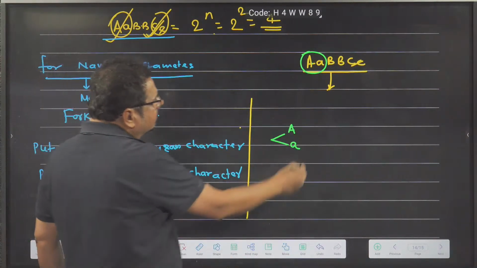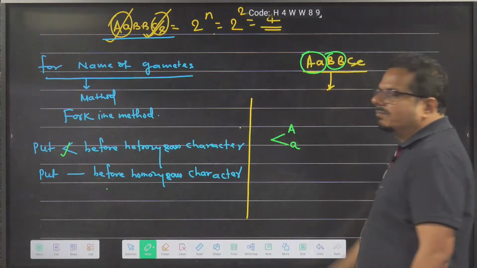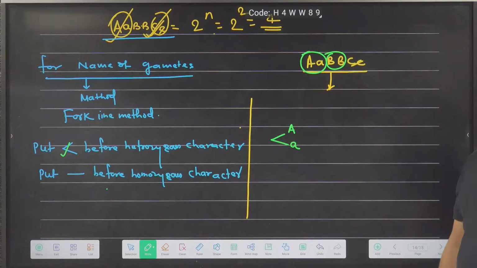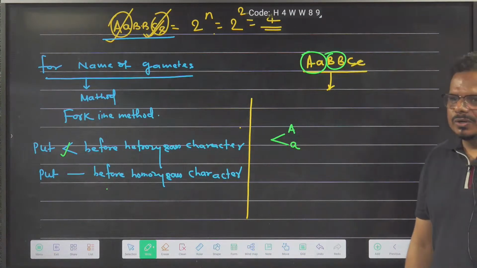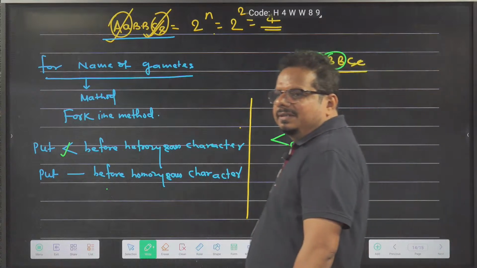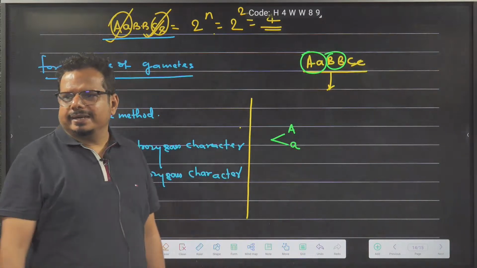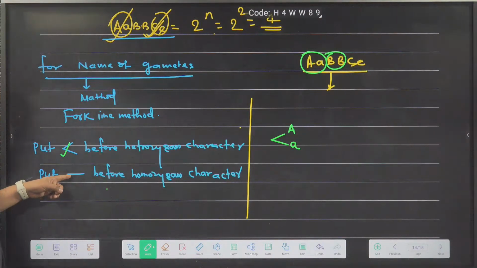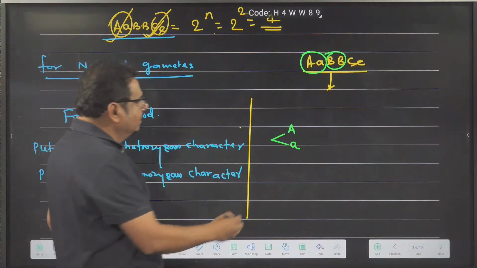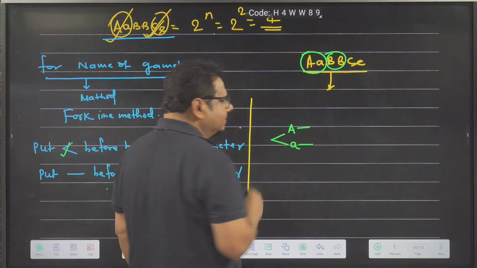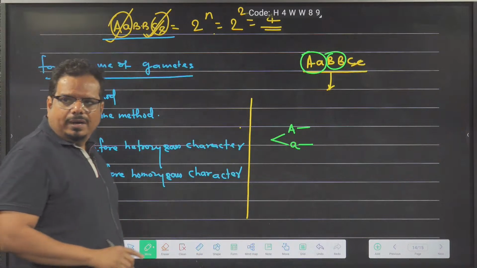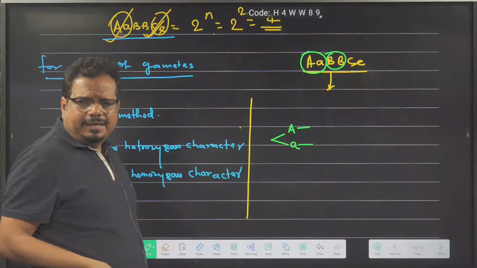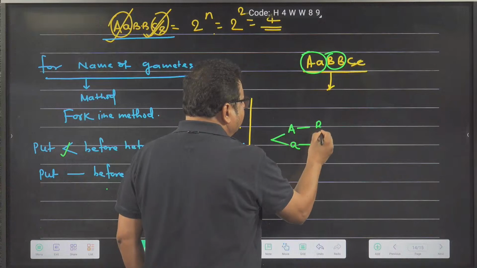Done. Then the second one is which character? The second one is homozygous character. Agreed or not? So what is the formula saying? The rule is saying put a line before the homozygous character. So I am putting a line like this. Look, I made 2 lines, one above after capital A, another, and then I am writing capital B, capital B.